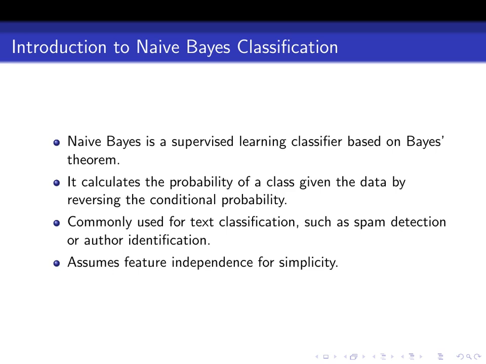Naive Bayes is a supervised learning classifier based on Bayes' theorem. It calculates the probability of a class given the data by reversing the conditional probability. This algorithm is commonly used for tasks like spam detection, author identification, or sentiment analysis. Its simplicity lies in the assumption that features are independent, which, while not always realistic, makes computation fast and efficient.